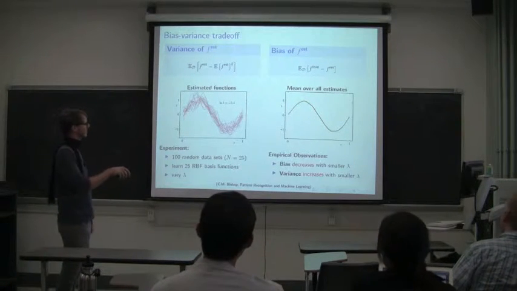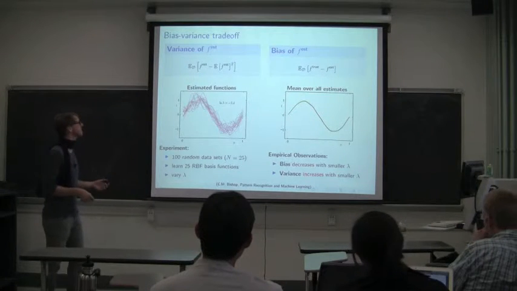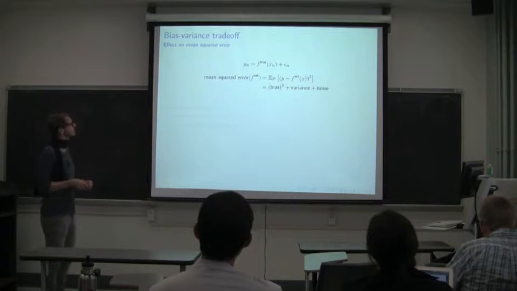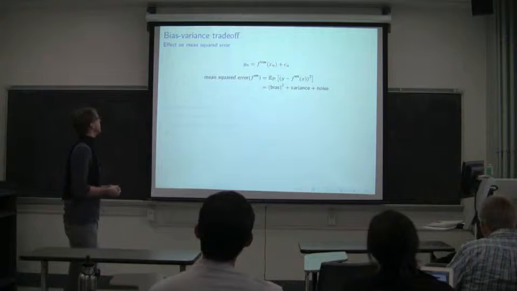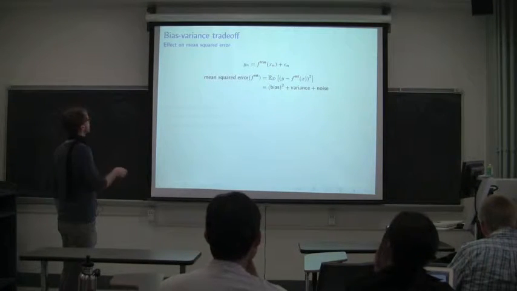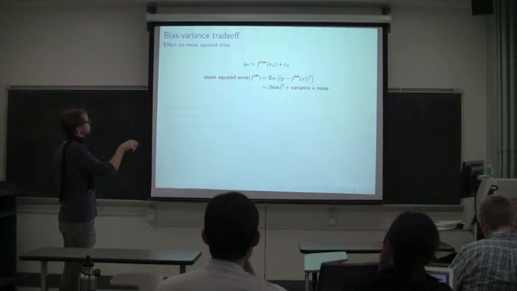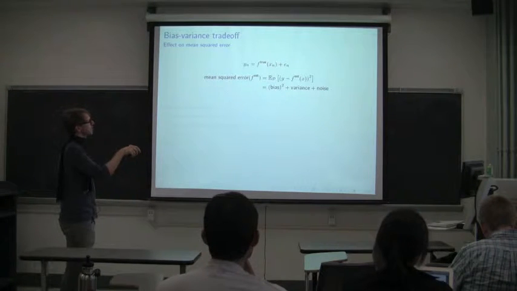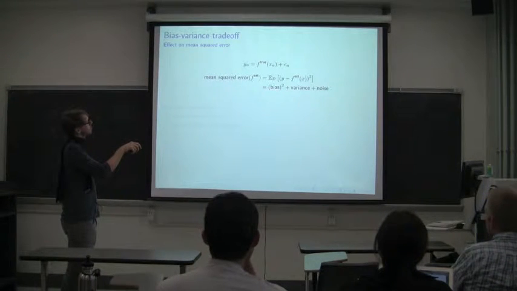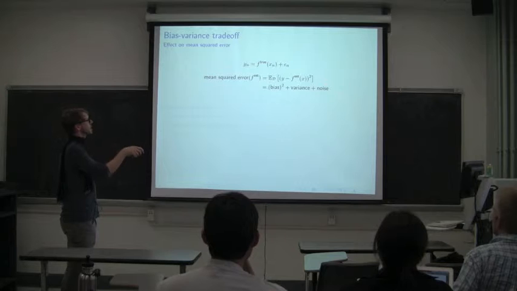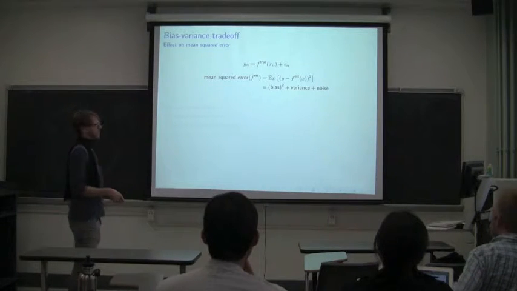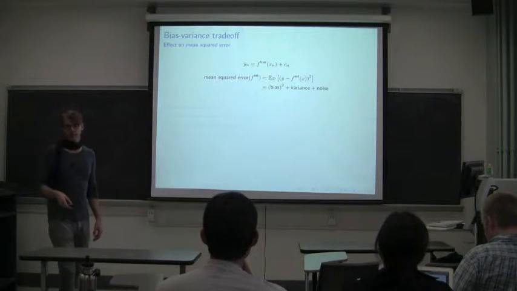Okay, so lambda influences bias and variance. The mean squared error can be written in terms of bias and variance, where it is the bias squared plus the variance plus something that we cannot learn, which is random noise.